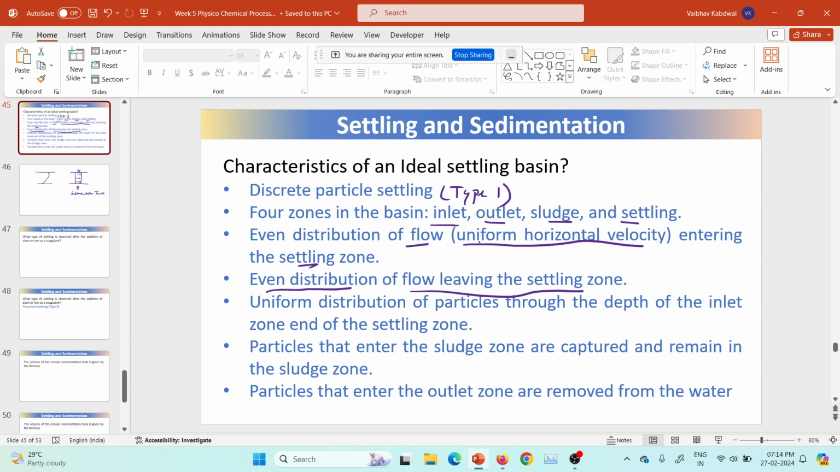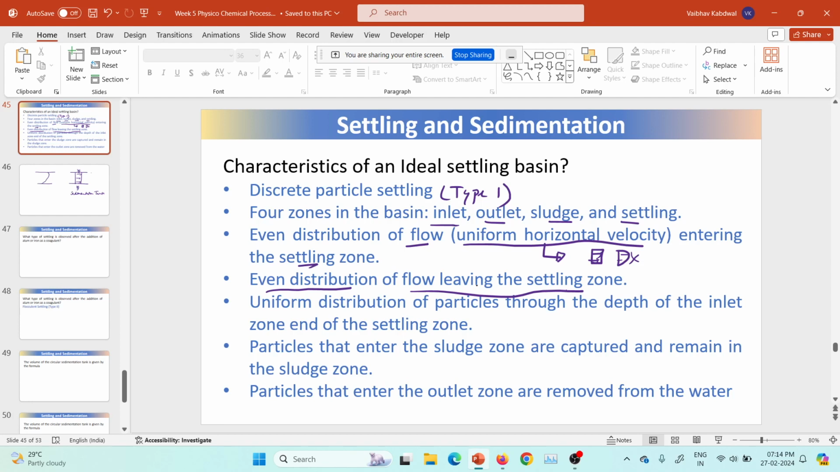Even distribution of flow, uniform horizontal velocity, as I have shown in the previous slide. It should be rectangular like this, not like this. It should not be like this. So, even distribution of flow, uniform horizontal velocity entering the settling zone. That's why we are using the inlet zone, to provide the uniform horizontal velocity.